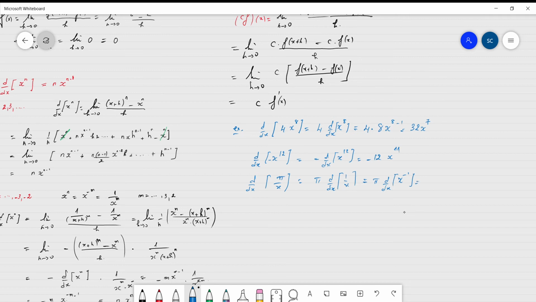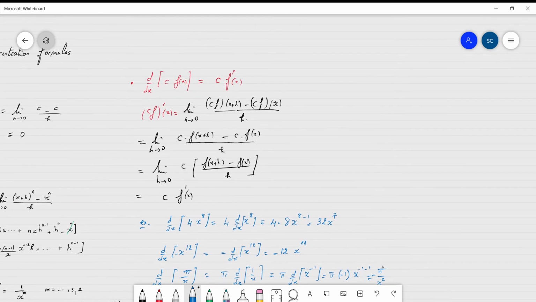So it will be pi minus 1 x minus 1 minus 1, which gives me minus pi x minus 2, which I can write x squared. I can write it like that, or keep it in power. Okay, now good. Now let's do something else.